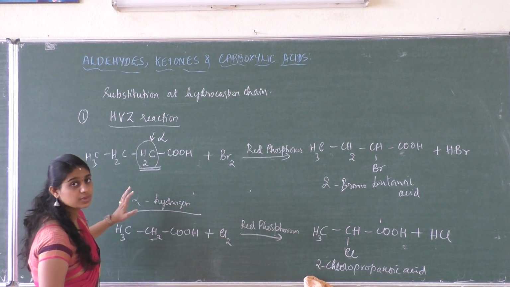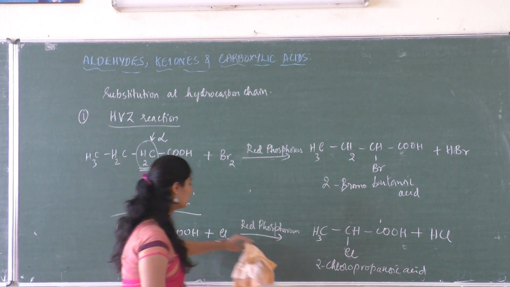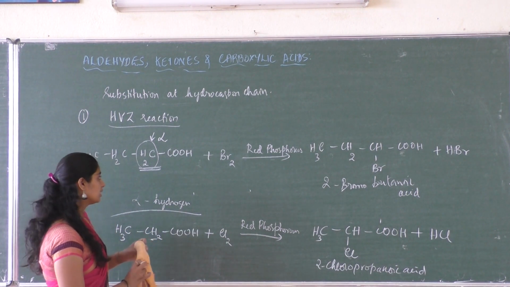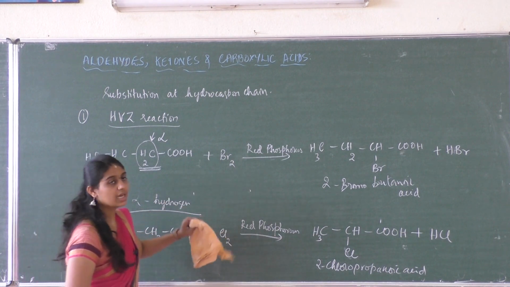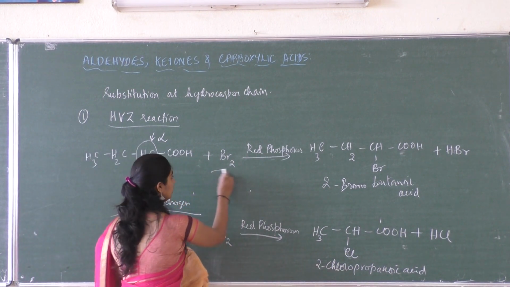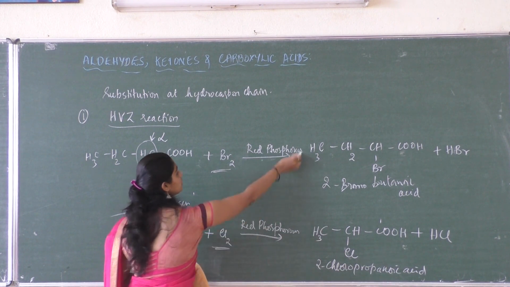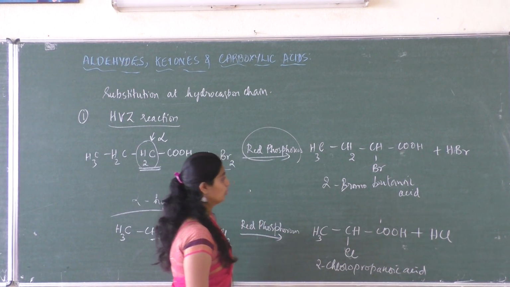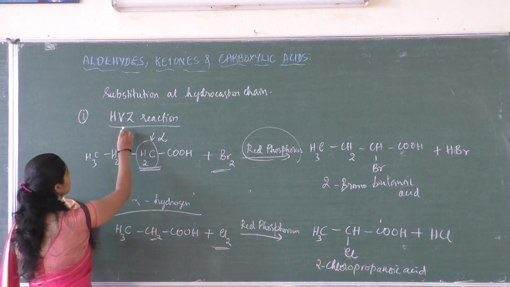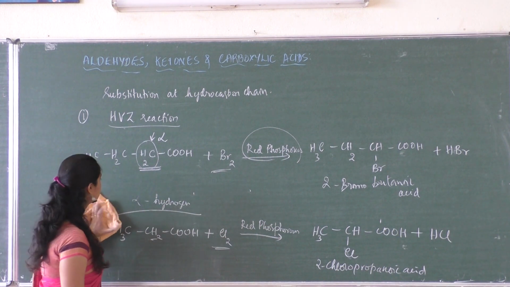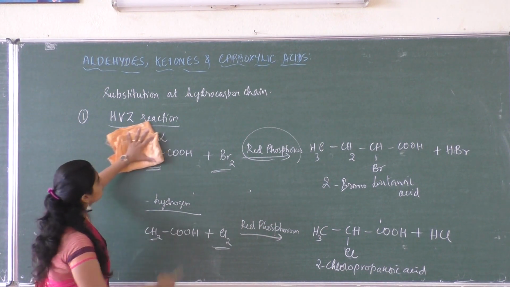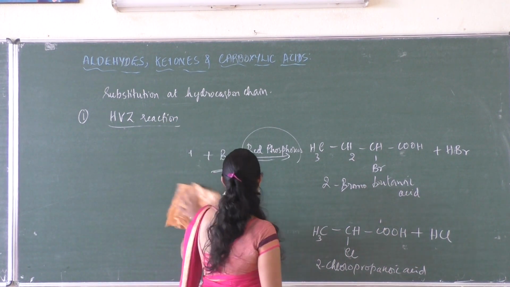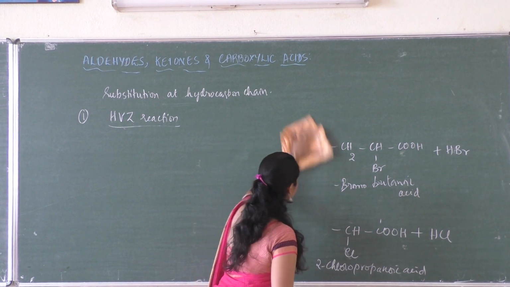So these are the two reactions. This HVZ is a named reaction, an important reaction where the carboxylic acid which consists of alpha hydrogen atoms, when reacted with halogens like chlorine and bromine in the presence of red phosphorus, that is also important, forms alpha halo compounds, and this reaction is termed the HVZ reaction. And the next reaction which involves the substitution at the hydrocarbon part is the electrophilic substitution reaction, same as that of aldehydes and ketones.